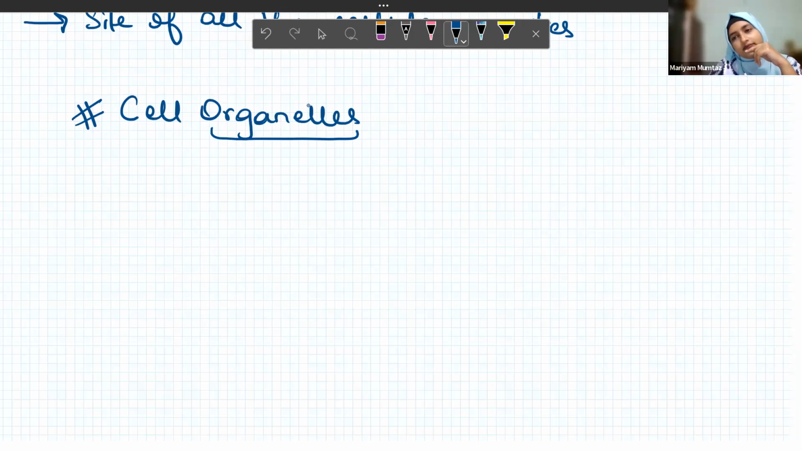The basic parts which make up the whole cell. No, they do not make up the whole cell in general. The word organelles means little organ. Like how our eye is a bigger organ, a full-fledged organ, the organs present inside the cell are known as organelles, and they are little organs. Clear?